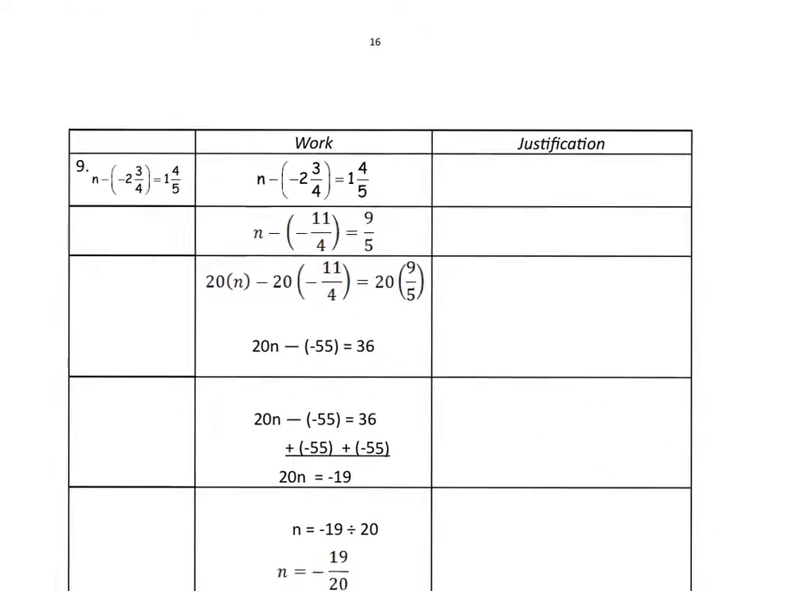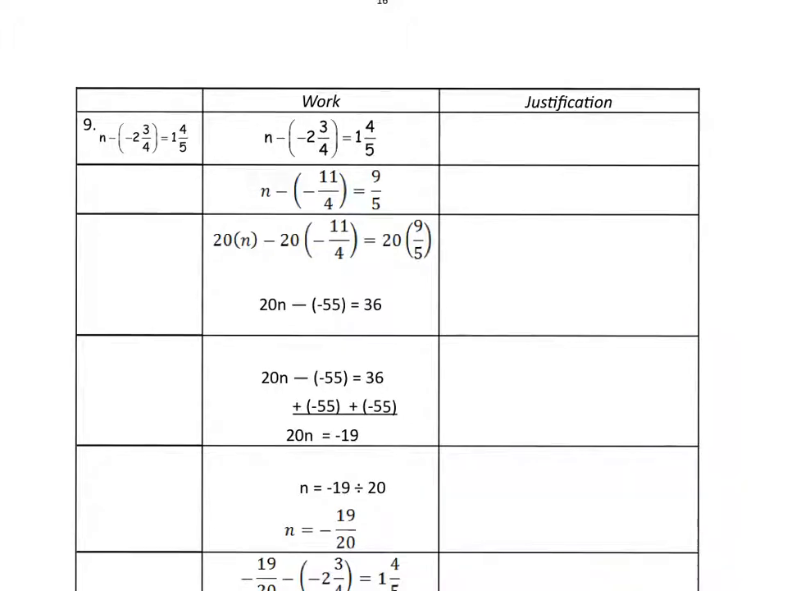Looking at example 9. Once again, I have given you all the work. All you've got to do is figure out what I did in each step. So we're going to go through and write out our justifications. First, should be pretty obvious. It's our goal: get n by itself. Pretty straightforward, nothing too difficult.